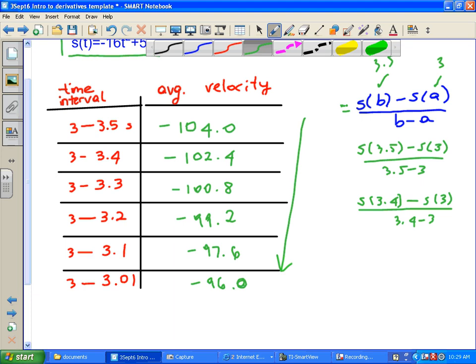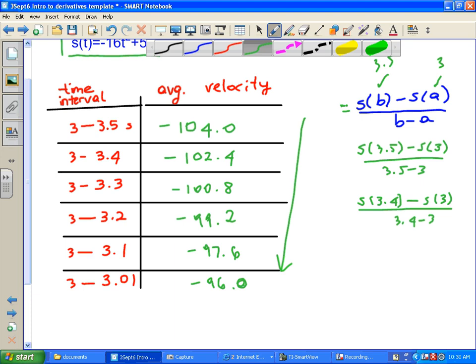So if we were looking at these numbers, where do they seem to be approaching as we get closer and closer to 3? They seem to be approaching negative 96 feet per second, right? At the end of the class today, we're going to confirm that analytically. We're going to see if that's the exact velocity at the third second. Let me keep you in suspense. Let me not say what the answer will be, but it's going to be something very, very close to that, to say the least. Okay.